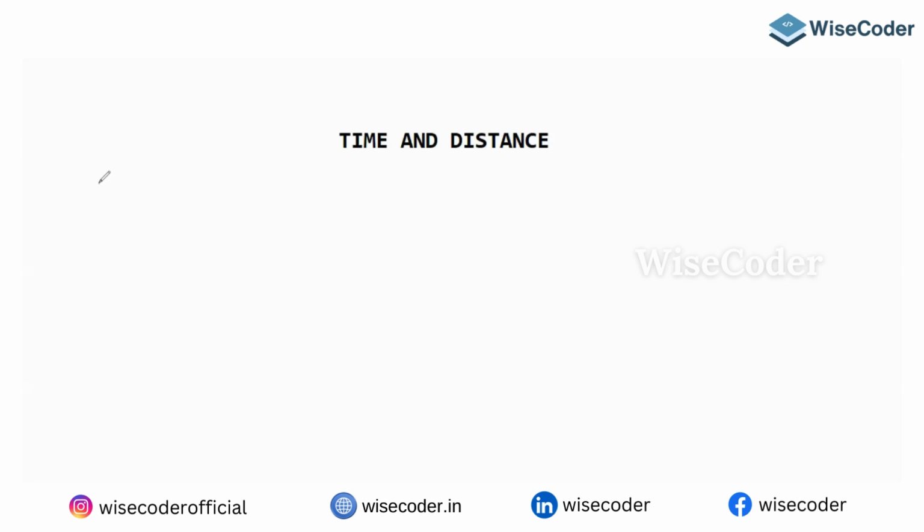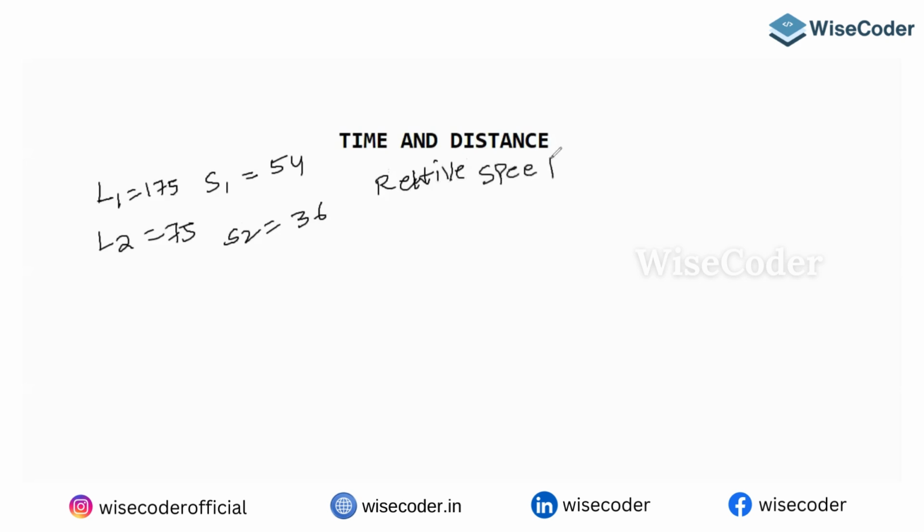Length of the train 1 is 175, length of the train 2 is 75, and the speeds were given. What is the speed? 54 kilometer per hour. The second speed is 36. Now you can find the relative speed. When both are moving in the same direction, you need to subtract. So 54 minus 36 is 18 kilometer per hour.